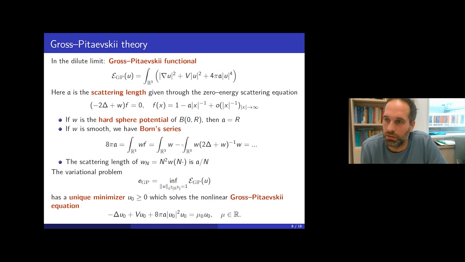Then there is a theorem which tells you that you can also solve this variational problem with the Gross-Pitaevskij functional, and it has a unique minimizer which solves the nonlinear Gross-Pitaevskij equation. I didn't write it explicitly here, but the theorem is that when you take the Gross-Pitaevskij scaling, beta equal to one, you reproduce that the ground state energy is to leading order equal to the one described by the Gross-Pitaevskij functional.